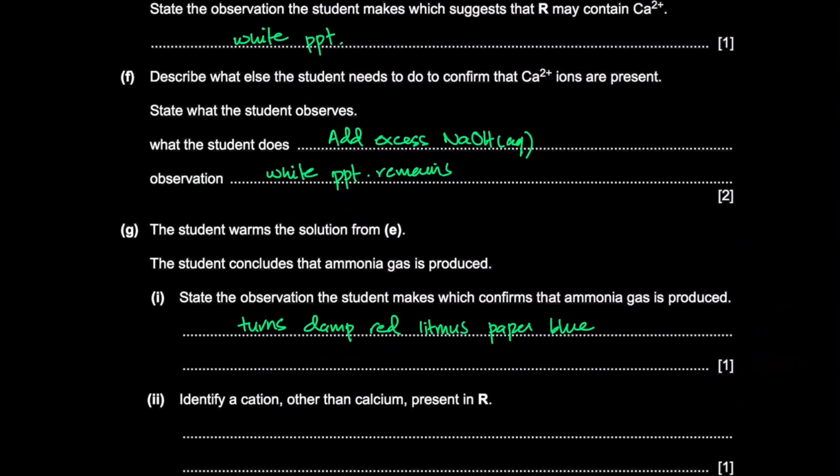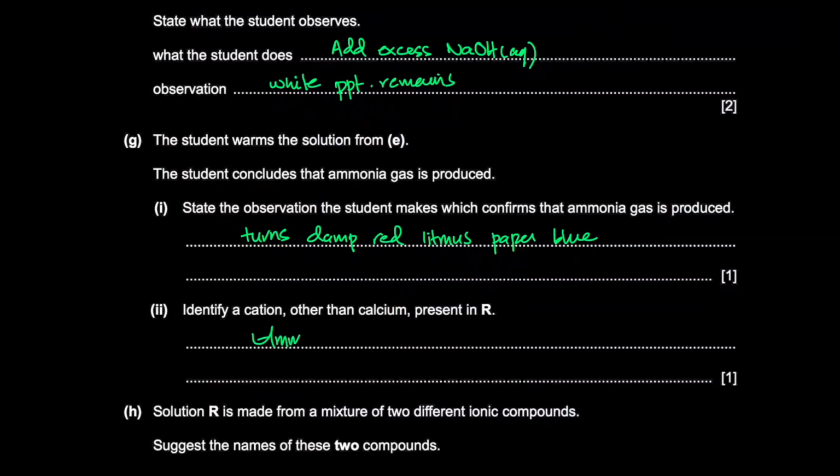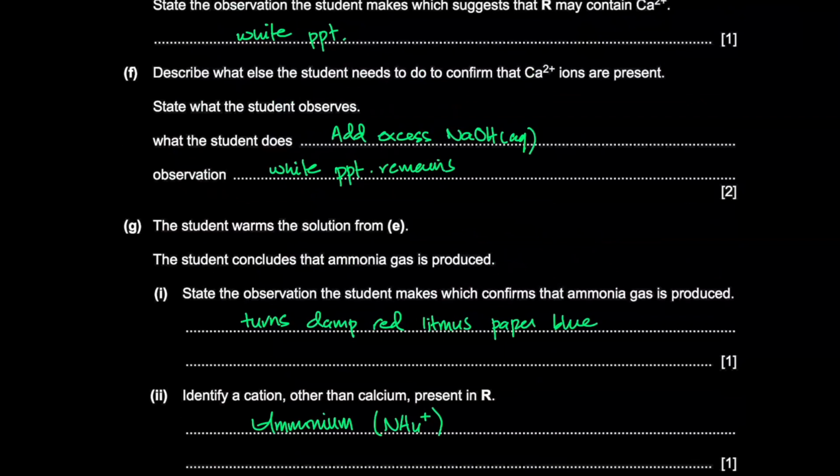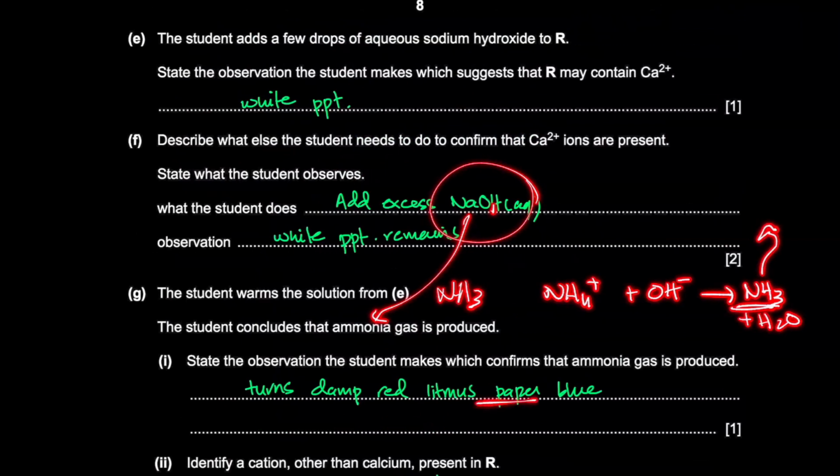Identify a cation other than calcium present in R. The other cation is ammonium, which is NH4 plus. We know it's ammonium because ammonium reacts with hydroxide to form ammonia. So this is a test for ammonium ions as well. You can test for ammonia gas. So if you get a gas that turns damp red litmus paper blue, it means that ammonium was present.